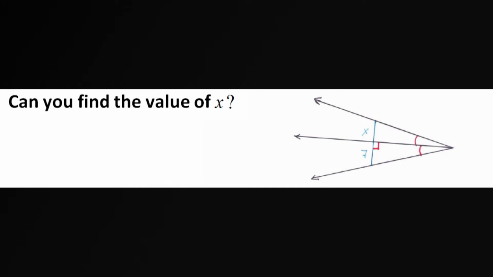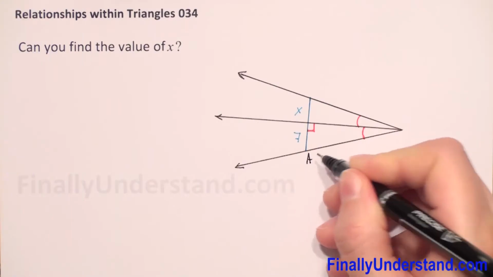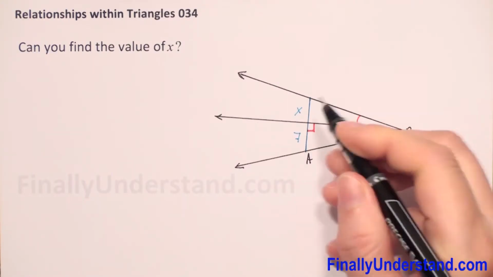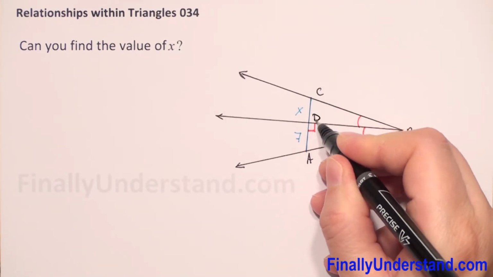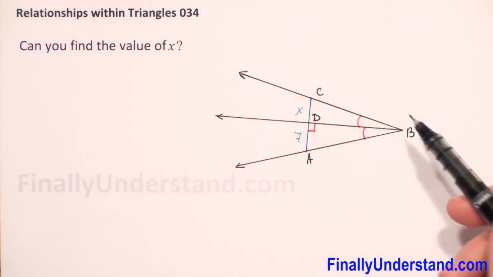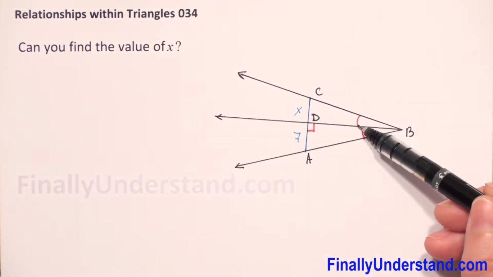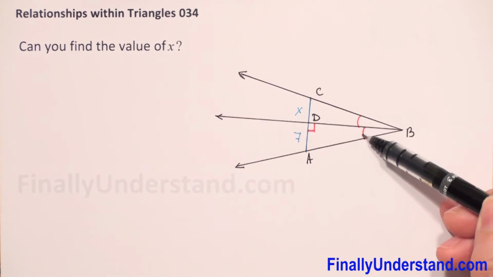We have a given diagram, and we have to find the value of x. So let's put that here. We have points A, B, C, and D. What do we have given? We have given that these two angles are congruent.